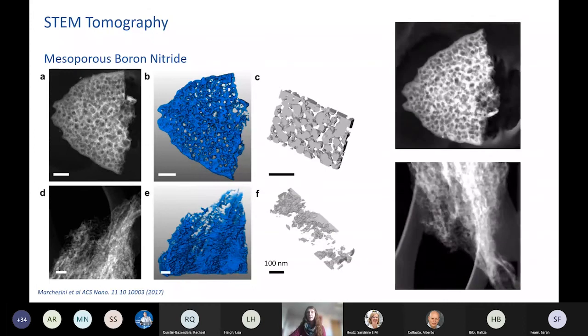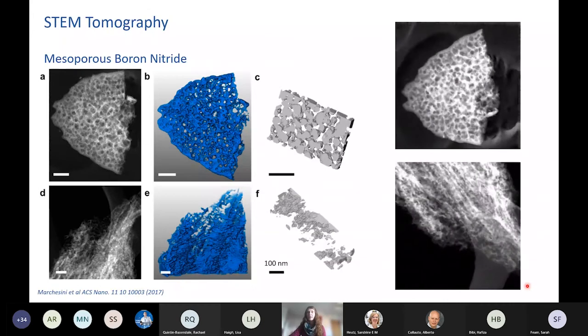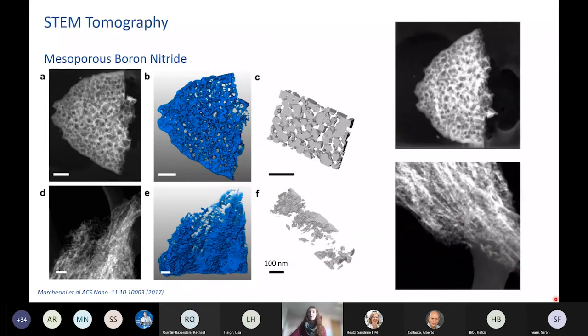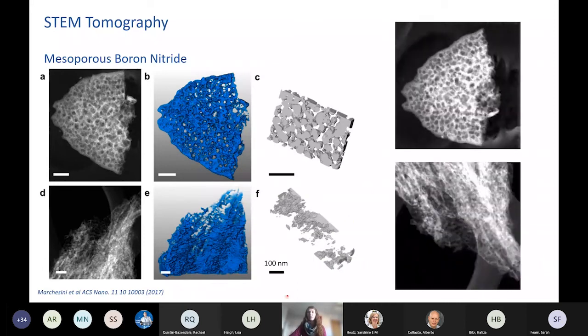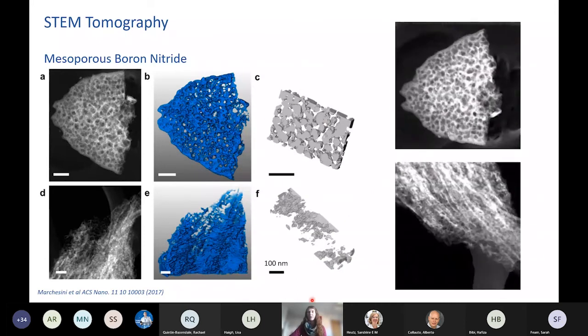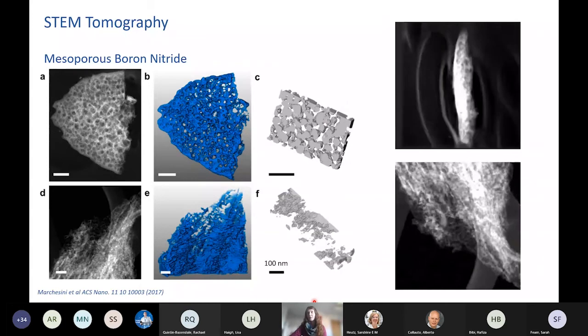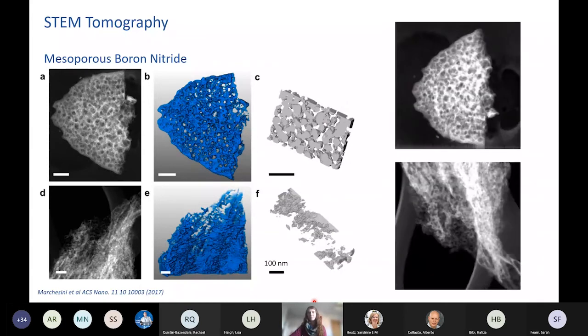And you can see clearly from these images on the right-hand side, just the tilt series being reconstructed, that they look very different. And then you can reconstruct the material or the information from that material and actually start to analyze the porosity within those samples.